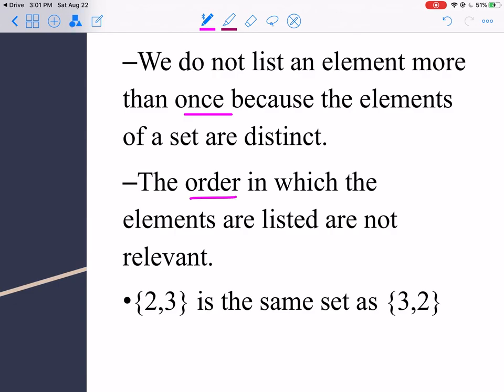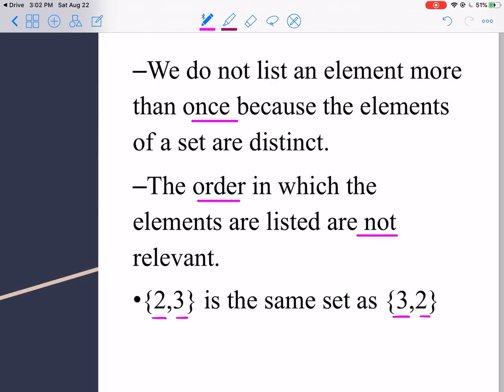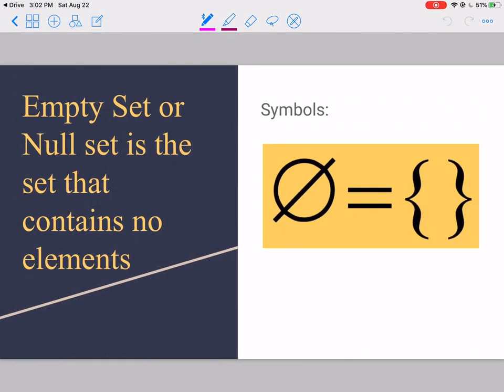Also, order of the elements does not matter. So if you look at this, for example, the set of the numbers 2 and 3 is also the same thing as the set of the numbers 3 and 2. The order does not matter. So we don't repeat elements and the order does not matter.